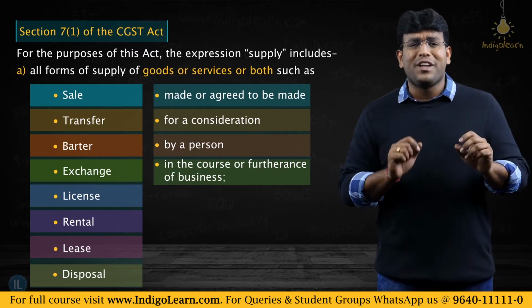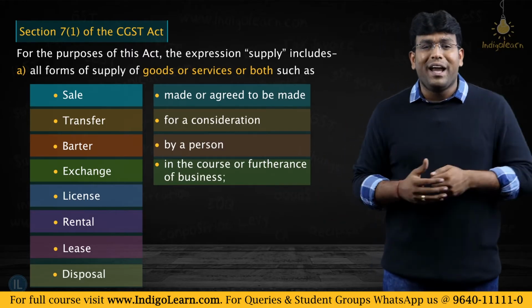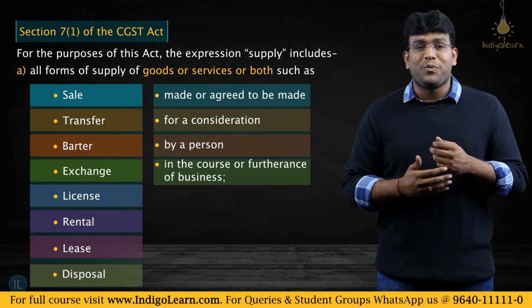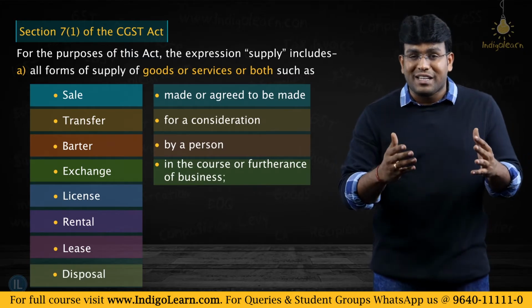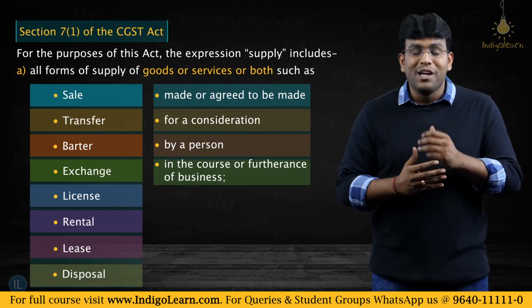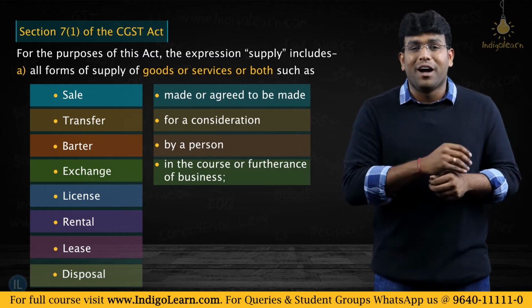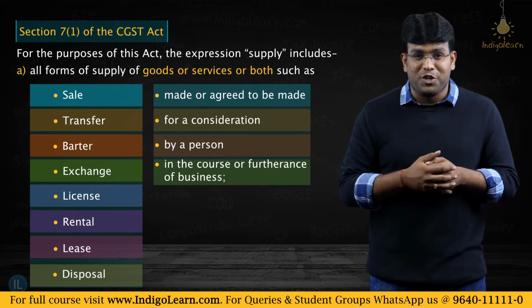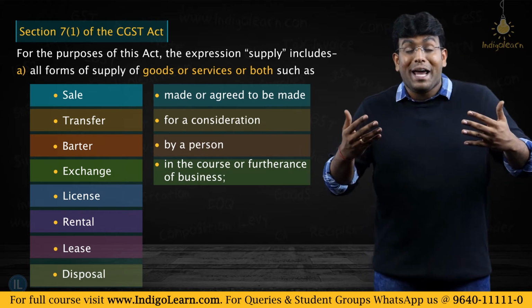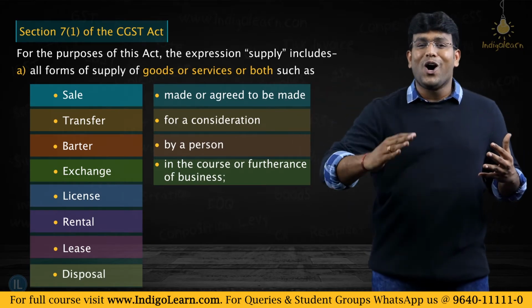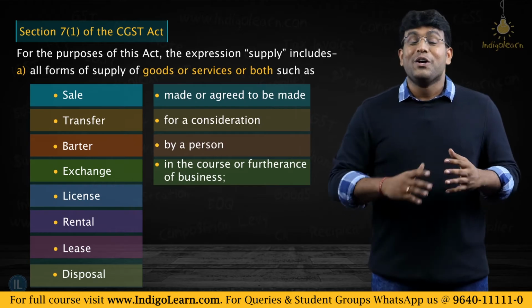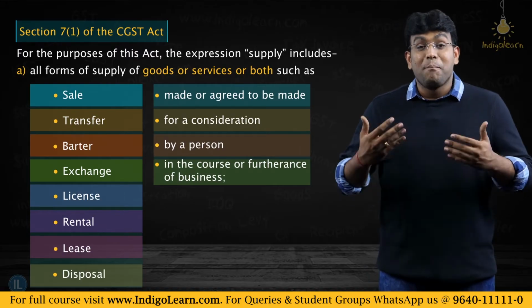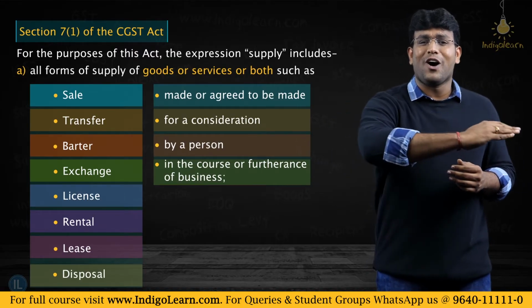So friends, what is the difference between made and agreed to be made? Made is a case where the transaction is already done. Agreed to be made is a case where we have given our consent to do the transaction in the future. So made or agreed to be made for a consideration. Consideration can be monetary or non-monetary. For a consideration by a person in the course or furtherance of business.